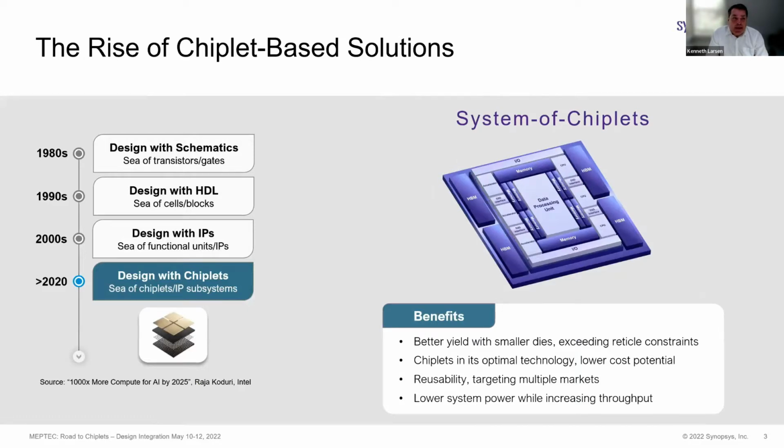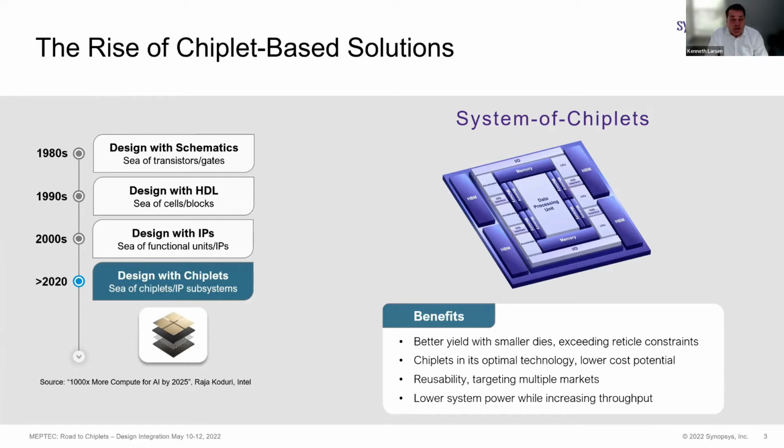On the theme of today, the rise of chiplet-based solutions, a few years ago, Raja from Intel had this insight, and presented on 1000x more compute for AI by 2025. He talked about the history, where we started with schematics, then we went to HDL, then to design with IPs. And now many of the leading companies out there are looking into designing with chiplets as the next level up. So chiplets are kind of defined as a larger IP subsystem.